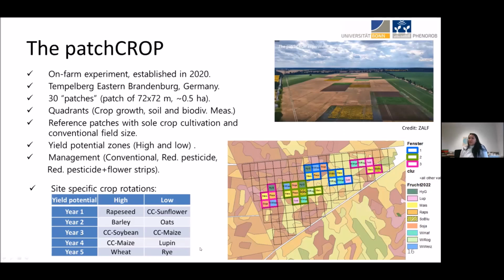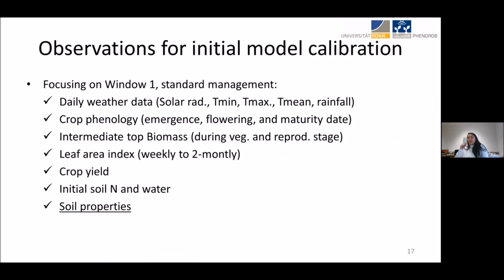And typically, we expect that the high yield crop rotation has a higher nutrient demand, and therefore it was placed on this high yield potential zone. Some of the observations that we use for the initial model calibration are the ones from window 1 so far, because those are the ones that we are able to simulate with the model.